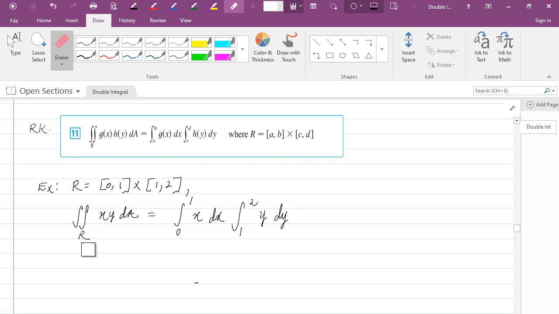So for example, if I have the double integral over R of xy dA, where R is this rectangle here, then we can write that as the product of two single variable integrals. So the integral from 0 to 1 of x dx multiplied by the integral from 1 to 2 of y dy. And the reason we could do that is because the integrand is a product of a function of x only and a function of y only.